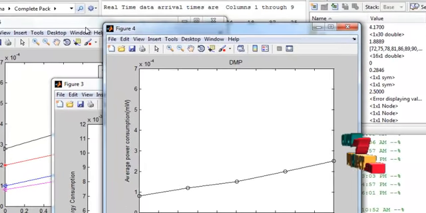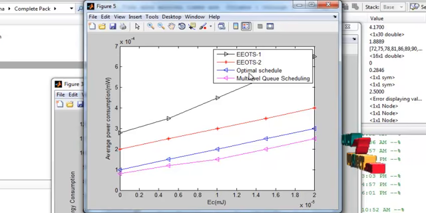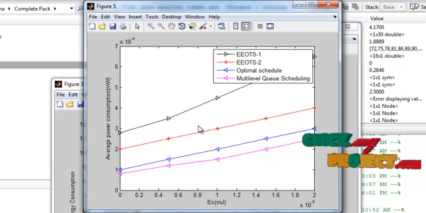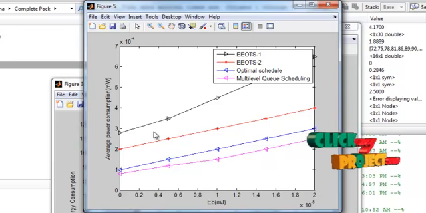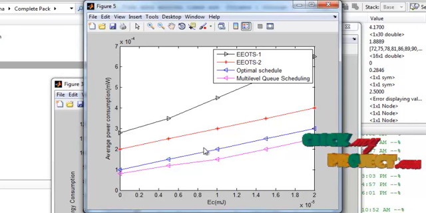And here is a comparison between the existing methods like E²OTS 1 and 2 and other methods like optimal scheduling with our proposed algorithm. Compared to the existing methods, our proposed algorithm consumes less power than the existing methods in the literature.